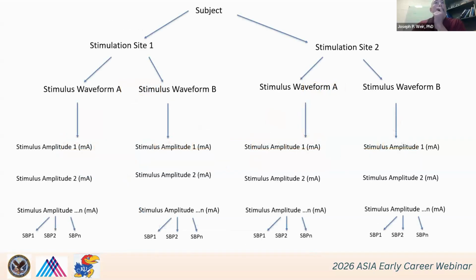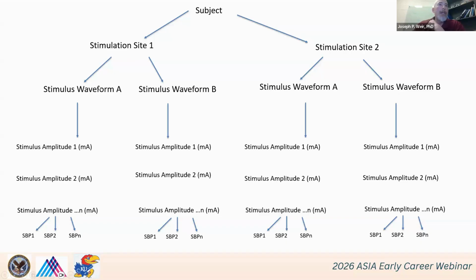Well, the same thing applies to even a single subject design. It potentially applies, not necessarily. So here we have one subject, and we'll simplify this a little bit. We're looking at two different stimulation sites for this particular subject. And within each stimulation site, we've got two different waveforms. So it could be monophasic versus biphasic, let's say. And this stimulation site might be a lumbar region. This might be a thoracic stimulation site.